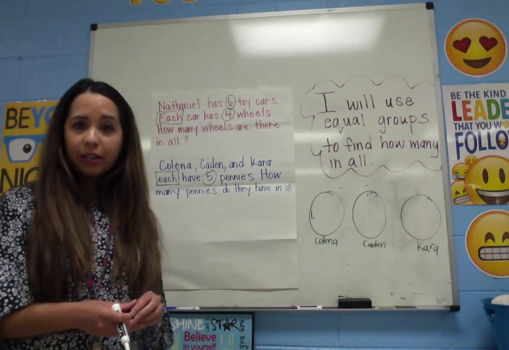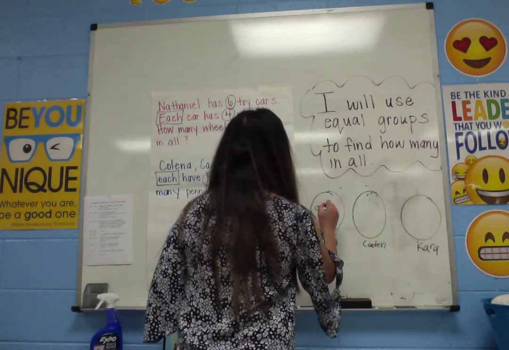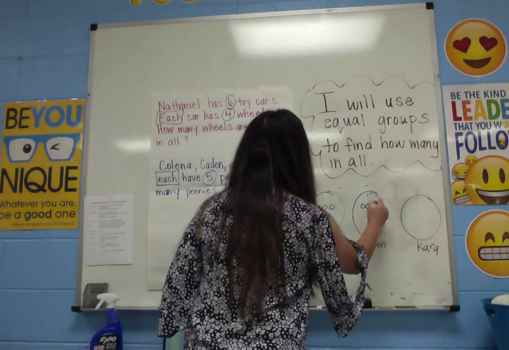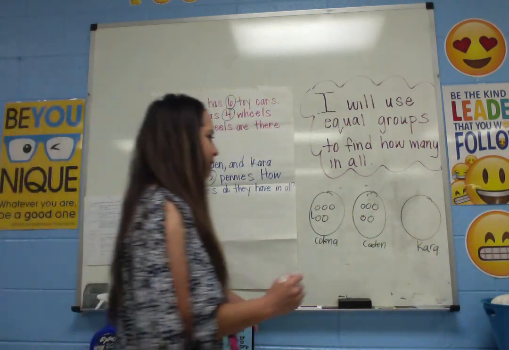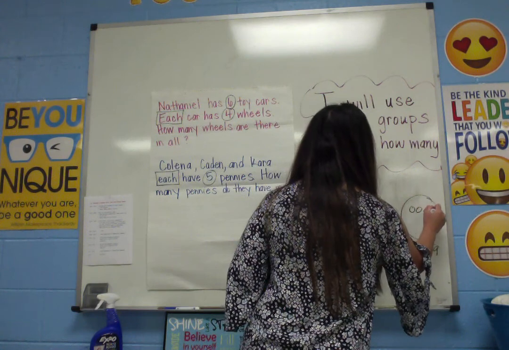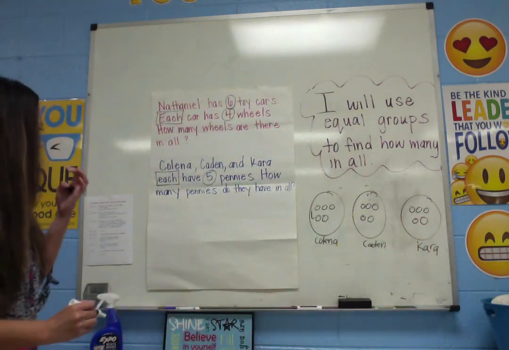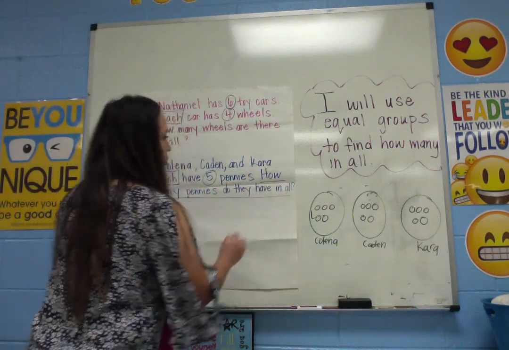Kalina has 5 pennies. I like to just draw 5 smaller circles inside that group. 1, 2, 3, 4, 5. Caden also has 5 pennies because it says they each have 5 pennies. And Kara has 5 pennies. Okay? Again, the question says, how many pennies do they have in all? So we are trying to find a total.